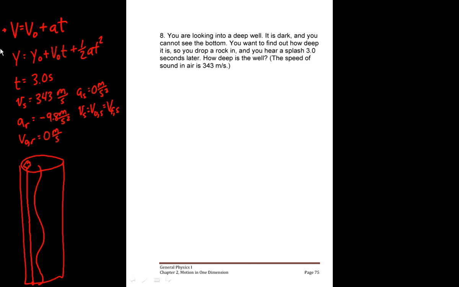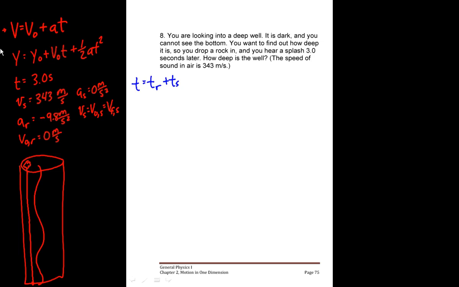All right? There are two distinct times that I have in this problem. The time for the rock to drop, and then the time for the sound to travel. And those distinct times add up to give us 3 seconds. All right, so I need to develop an expression for that total time. So, write what I just said. That is that the total time, which we know to be 3 seconds, is equal to the time for the rock plus the time for the sound.